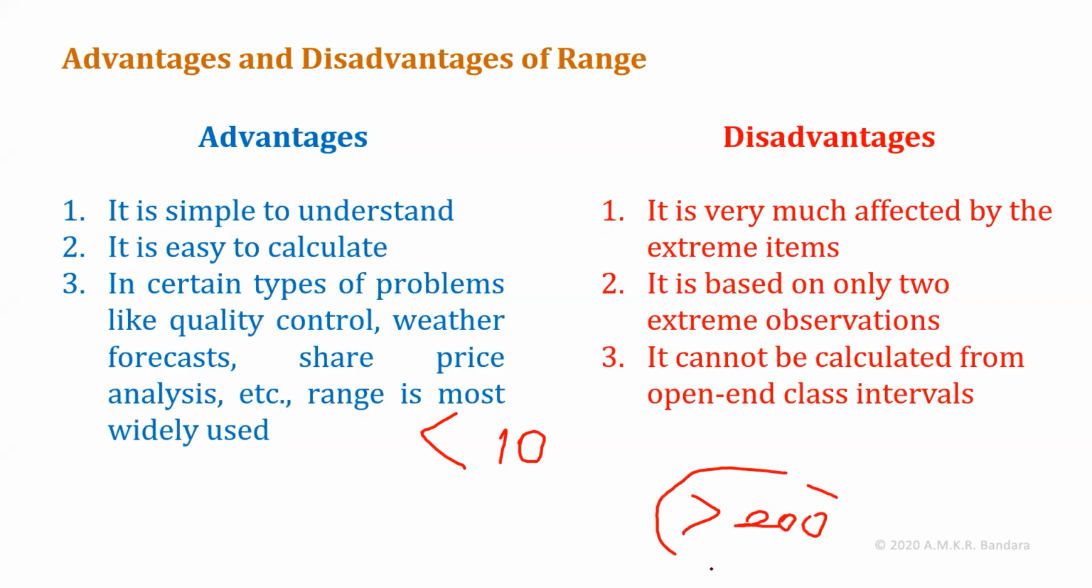So if we have this kind of data, we cannot find the exact range because we don't know the exact value. Here less than 10 it indicates, and here greater than 200 it indicates, because this data we taken from some other source and they have half processed it. We don't have the original data in order to find the range.